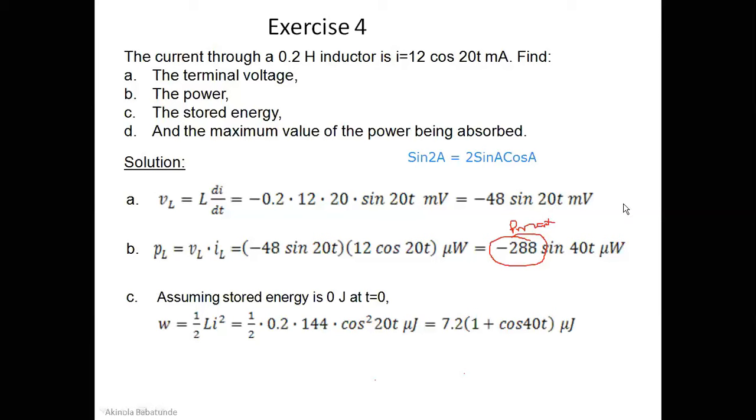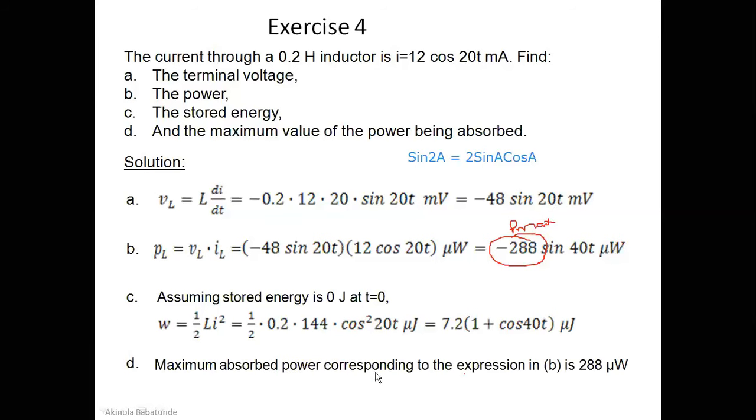So let's see what we have. Maximum absorbed power corresponding to the expression in V is going to be 288 microwatt. Don't forget we have micro here, so it's not just 288, it's going to be 288 microwatt. The reason power is absorbed is because of this minus. If it's going to be plus, we'd say power is being dissipated. So this minus here simply means the maximum power absorbed is what we're talking about. All right, let's go ahead.